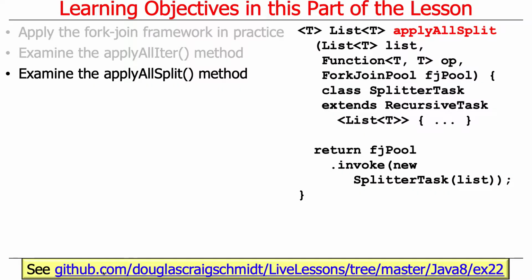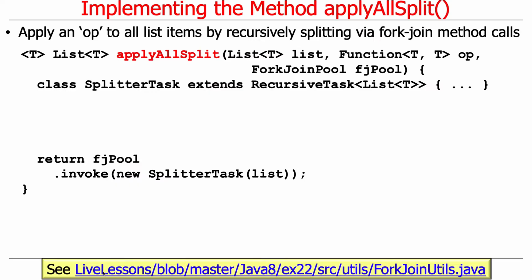So now we're going to take a look at a different implementation. This is called applyAllSplit, and it's going to use a different mechanism in order to be able to distribute the tasks to the worker threads. And we'll see that there are some pros and cons with this approach.